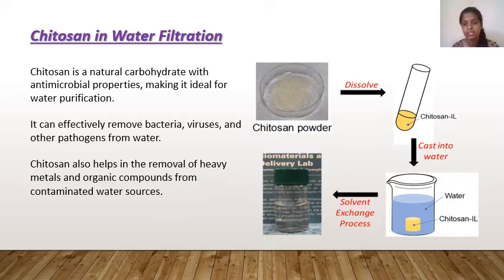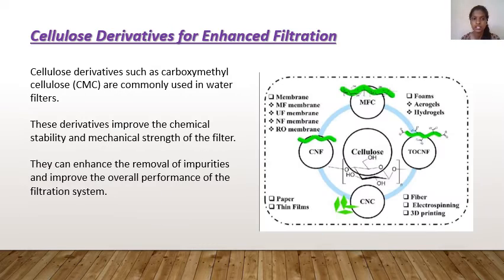So we can see this is the chitosan powder. It will dissolve and be cast into the water, and a solvent exchange process will take place. This is the chitosan powder which we can see. And the next one is cellulose derivatives for enhanced filtration.